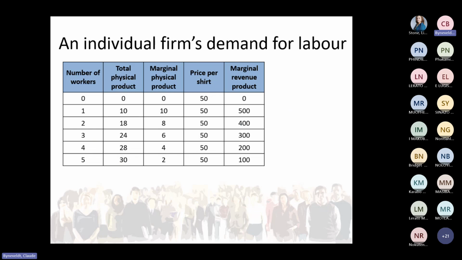So you have now the number of workers, total physical product, the marginal physical product, the price per shirt, and the marginal revenue product, which is actually the wage rate, the marginal cost of labor. So the price per shirt is given to you. It's a fixed price, 50 Rand per shirt.